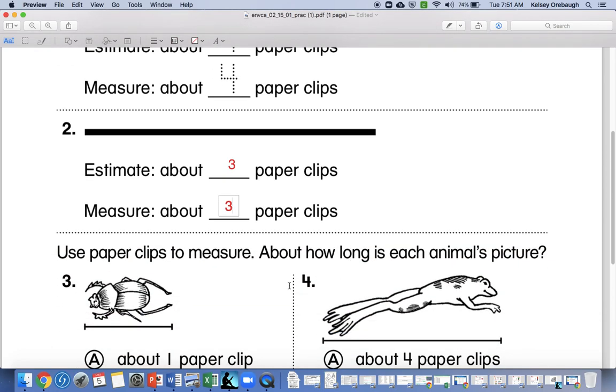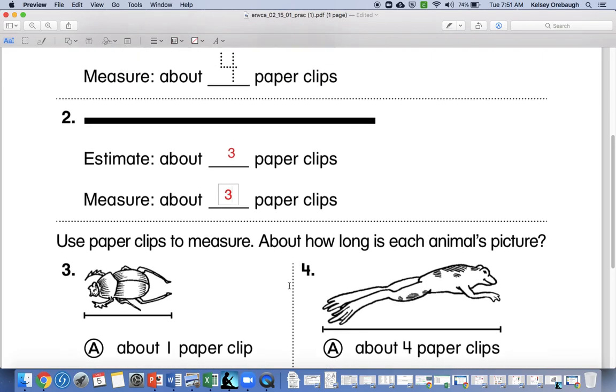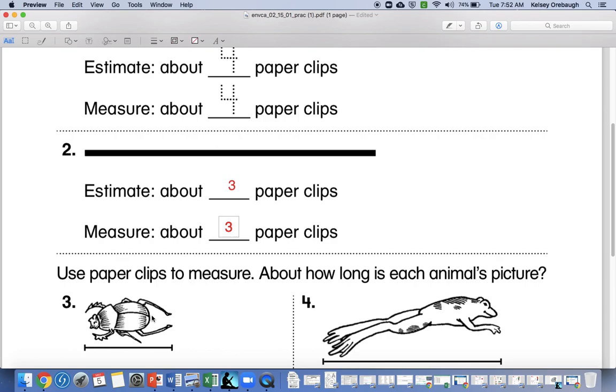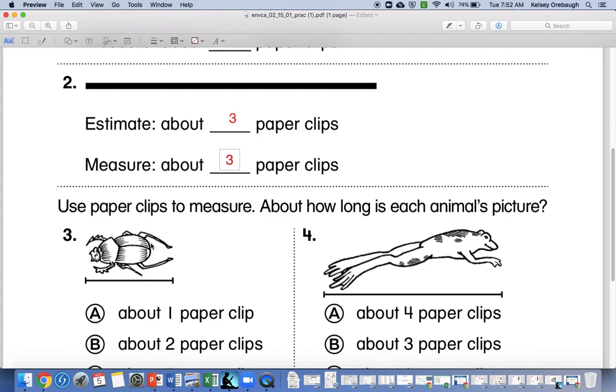All right. Use paper clips to measure about how long each animal's picture is. Okay. We have to be a little creative here since I don't have a paper clip to show you. So what I'm going to do is look at the line above, the black line here. I know that this black line is about 3 paper clips. So to measure this beetle, I think it's a beetle, I'm going to do what I did previously. I'm going to drag my mouse up to the black line.